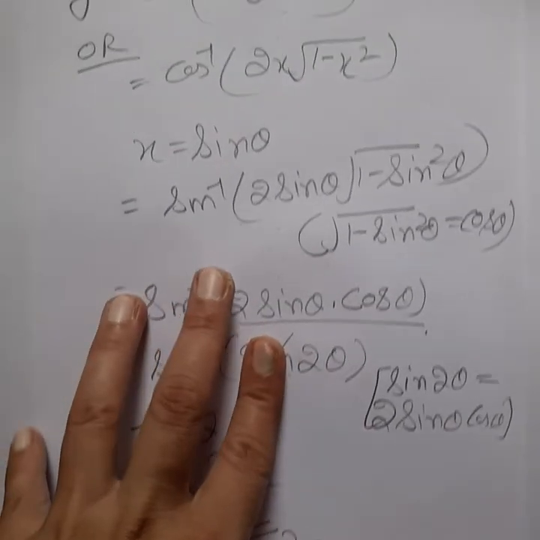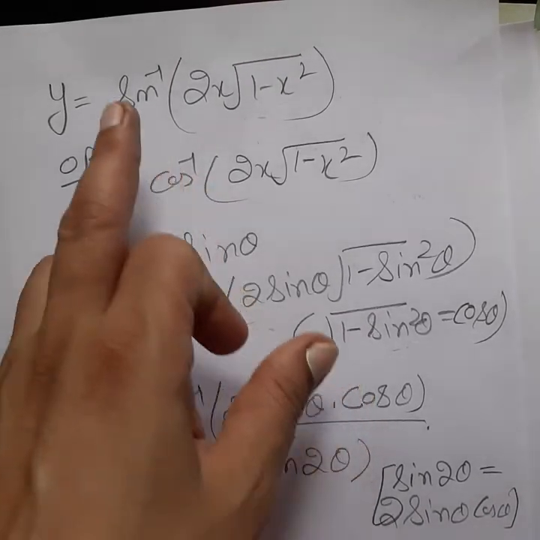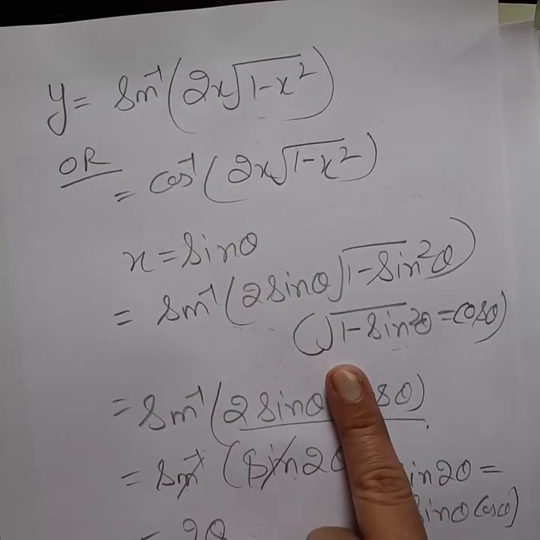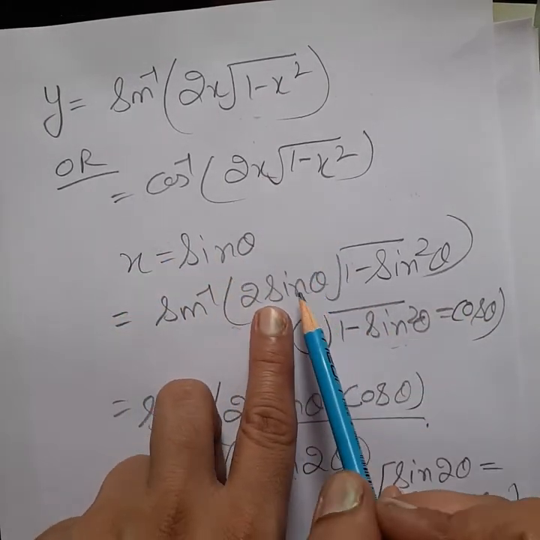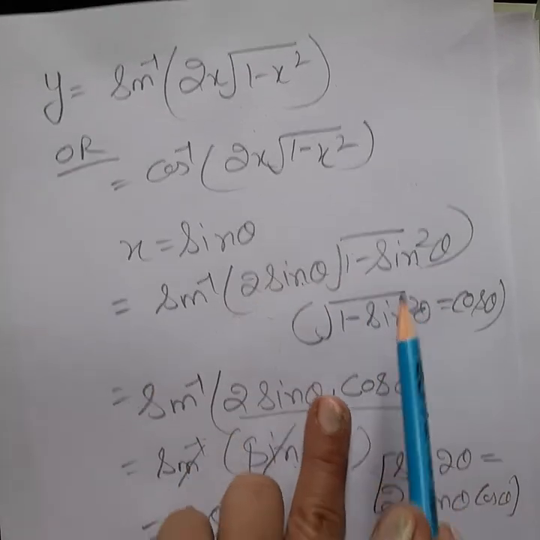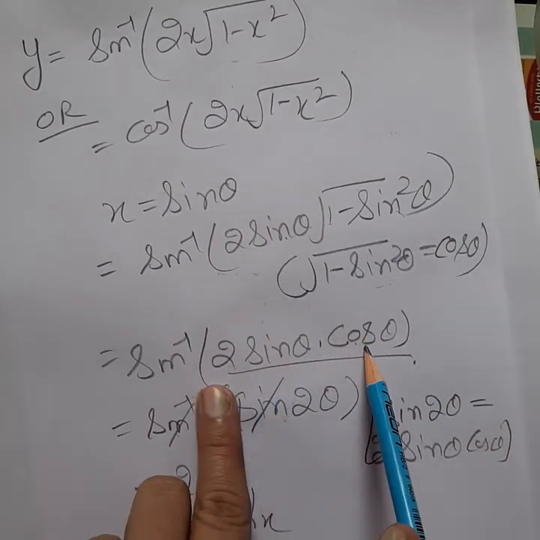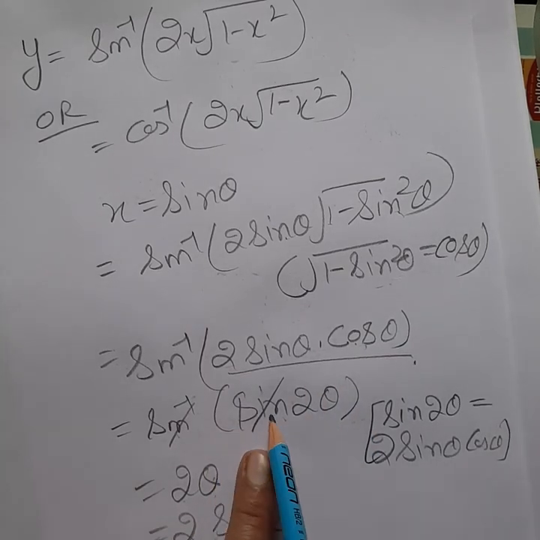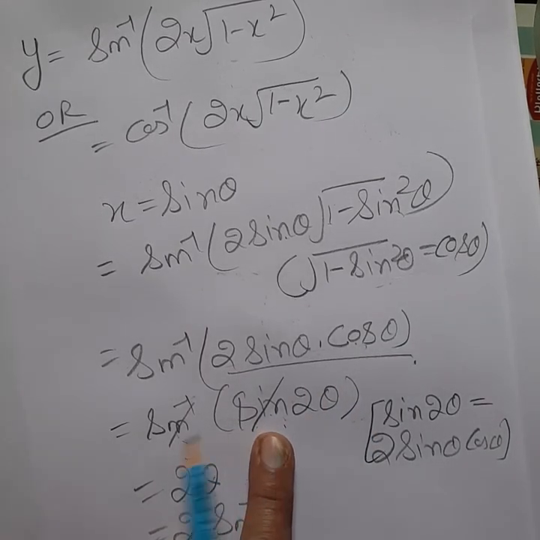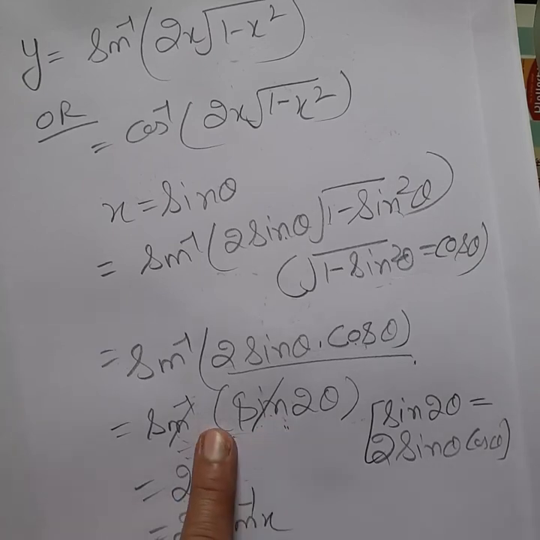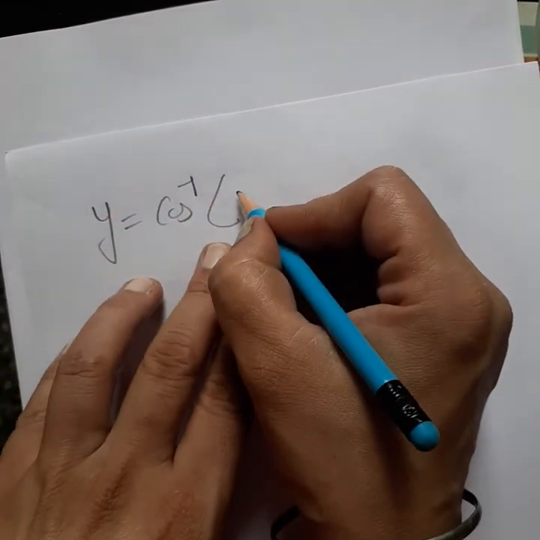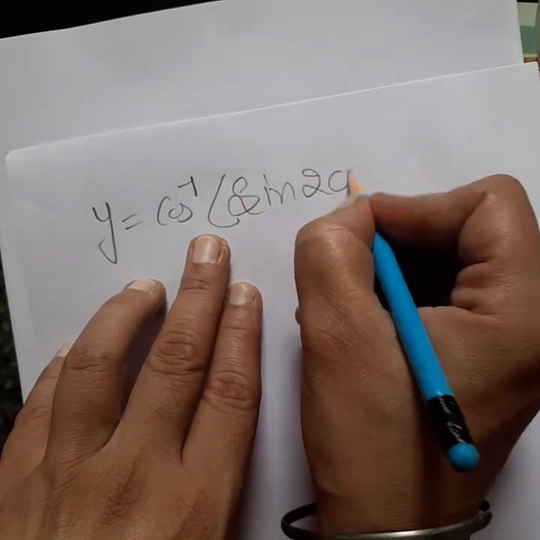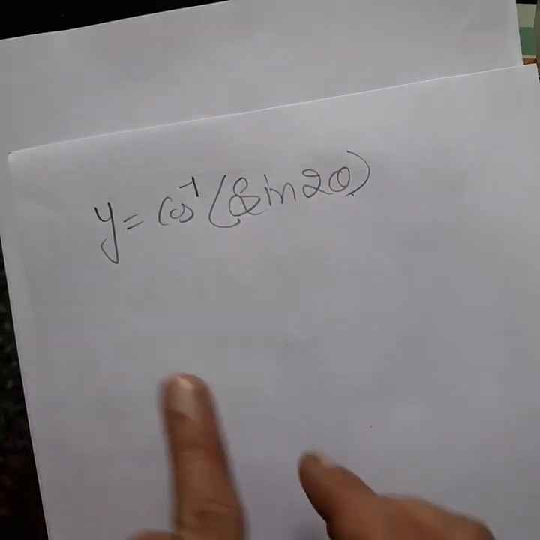Okay, but if you have cos inverse instead of sine, the whole question runs in the same way. First of all you put x is equal to sine theta, root of 1 minus sine square theta gives cos theta, and you have to apply the formula of sine 2 theta. The only change comes from this step onwards. First of all we write cos inverse, and within the brackets you get sine 2 theta, up to that step.